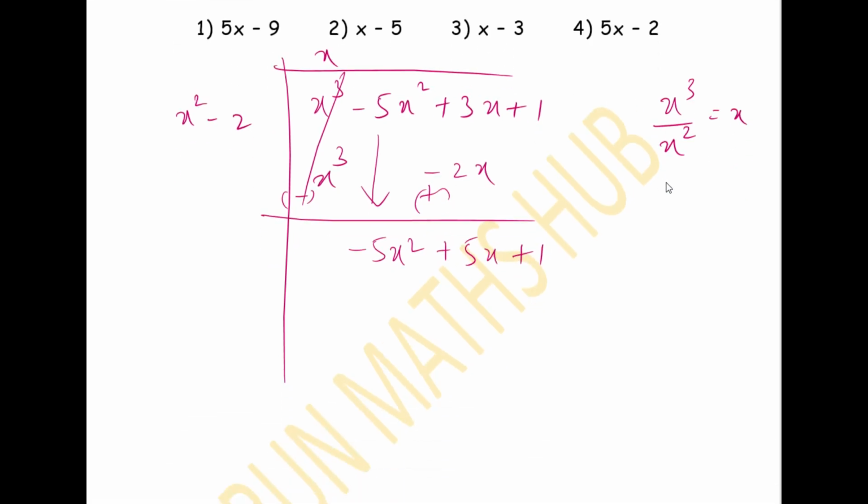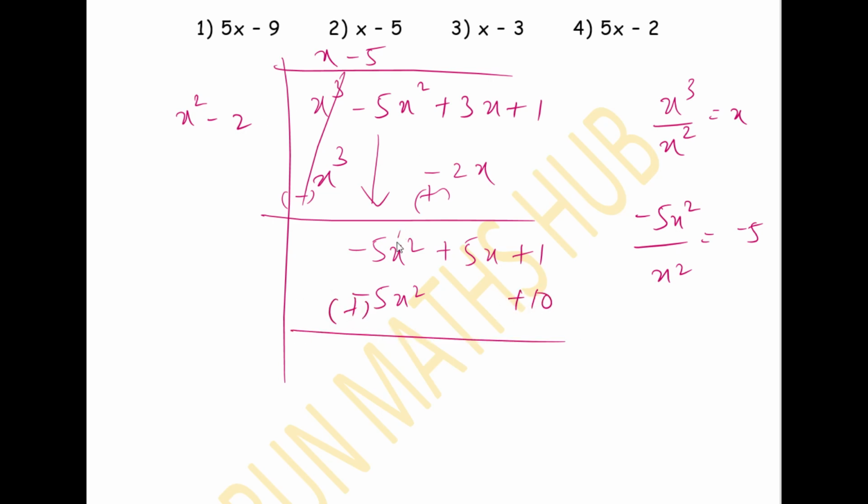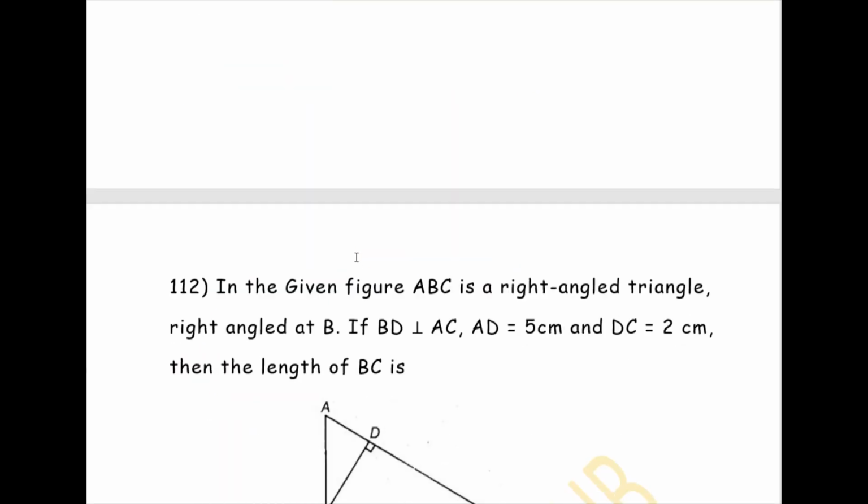Now divide minus 5x square by x square. What we get? Minus 5. Multiply by minus 5. x square into minus 5 is minus 5x square. Minus into minus is plus, 2 fives are 10. Now change the sign. Plus 5x square minus 5x square will cancel out. 5x as it is. Now minus 10 plus 1 is minus 9. Therefore the remainder r of x is 5x minus 9. Therefore the correct answer is option 1, 5x minus 9.